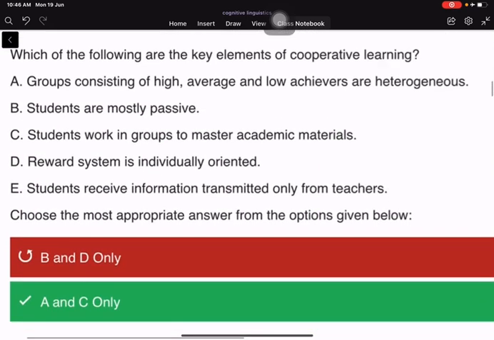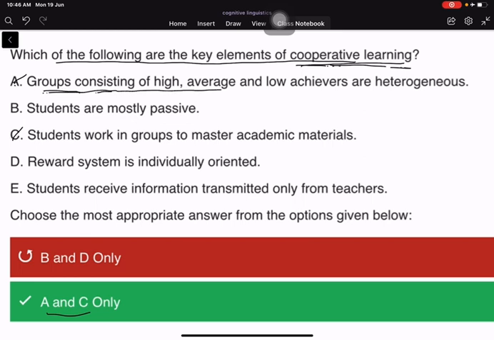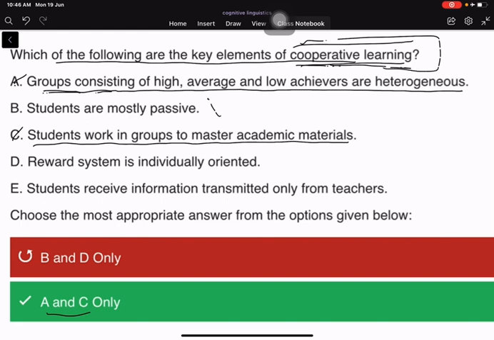Now, which of the following are the key elements of cooperative learning? So, A and C. Cooperative learning: the key elements are groups consisting of high, average, and low achievers, heterogeneous. That's cooperative learning. The second, the students work in groups to master academic materials. That is cooperative learning. Not students are mostly passive. Not reward system is individually oriented. Neither students receive information transmitted only from the teachers.